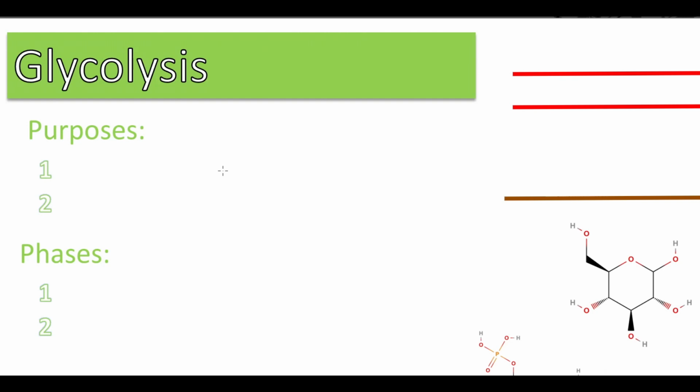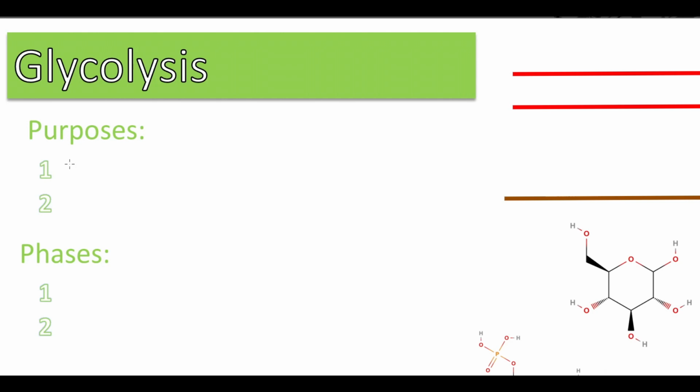So glycolysis, what is it? Well, it is a metabolic pathway where you begin with glucose and you oxidize glucose through a series of 10 reactions and you eventually get pyruvate or pyruvic acid. And along the way, you also produce 2 ATPs and 2 NADHs.